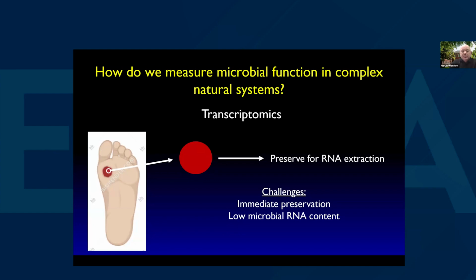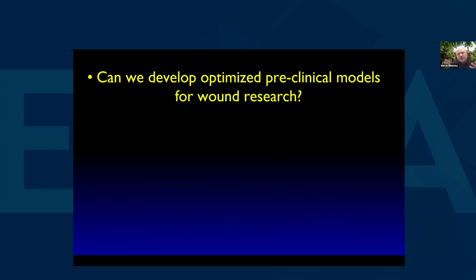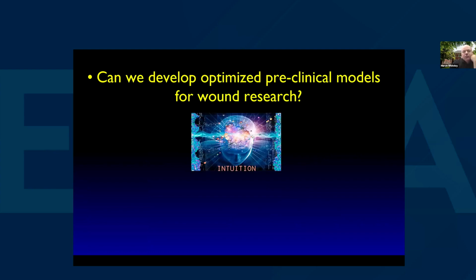The other challenge is there's not a lot of bacteria in these infections. You guys think there are, but from a nucleic acid standpoint, there's very little. And there are difficulties in lysing the bacteria. But we've been able to get over this, and we've been able to assess the RNA transcriptome for Pseudomonas in these human infections. So from this, we've been able to ask a lot of questions. One of them is, can we develop models for wound research? Now, most of these models that I showed you at the beginning, when we develop models, it's most of the time through intuition.